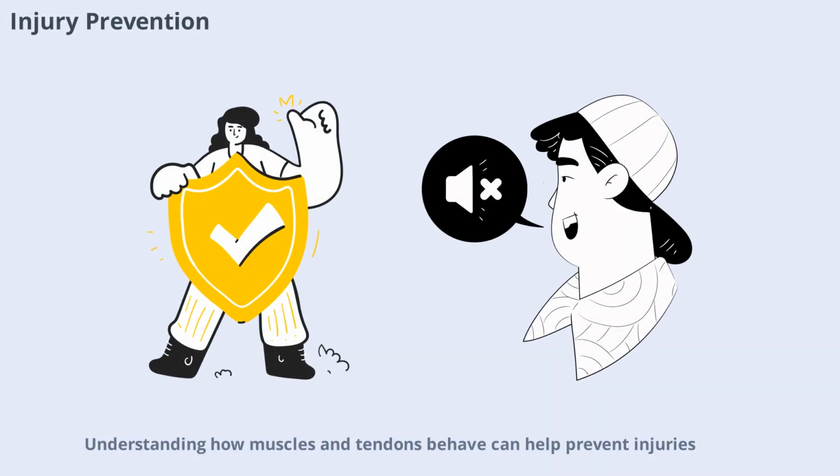Understanding how muscles and tendons behave can help prevent injuries. By recognizing the limits of extensibility and elasticity, we can avoid overstretching or overloading our muscles. Proper warm-up, stretching, and strength training are all strategies that support the safe function of the musculo-tendinous unit. Prevention is always better than cure.